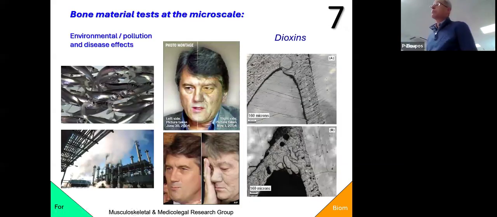Well, I have worked in a European project before, looking at the environmental effects on the skeleton. Now, we're talking about Ukraine, which apparently started the problem in 2014. We had an invasion in 2022. No, it started back in 2004, the problems there. That's a very good example. That was the president of Ukraine then in 2004.